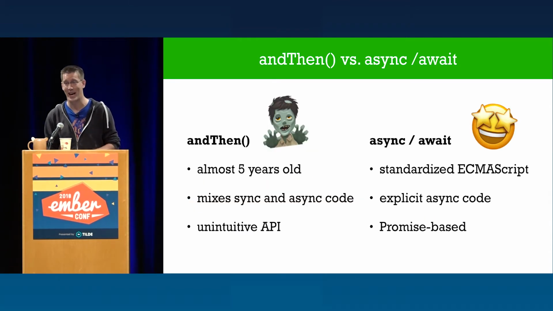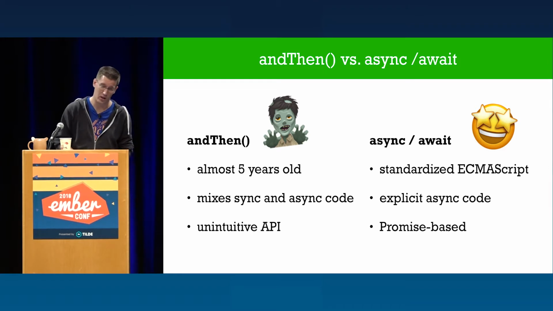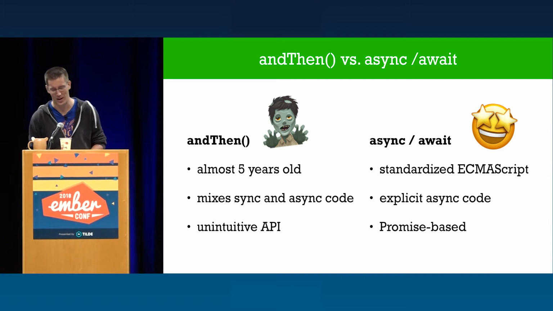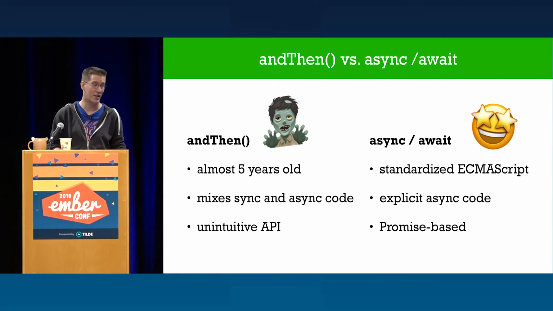So in summary, and-then, almost 5 years old, mixes synchronous and asynchronous code in a way that is kind of hard to follow and understand. And it has a somewhat unintuitive API. While async await is standardized ECMAScript now. It is very explicit about what calls are actually asynchronous, and it's based on promises. So another standardized feature of JavaScript.